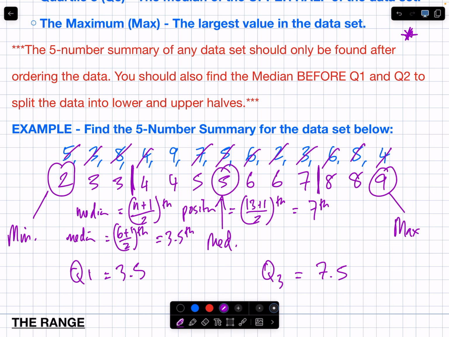The min is 2. The max is 9. The median is 5. Q1 is 3.5, Q3 is 7.5. Can I give you some time to get that example down, please? And then we can actually get to the measures of spread, which you'll see are quite easy because we've chosen to do the hard way here.